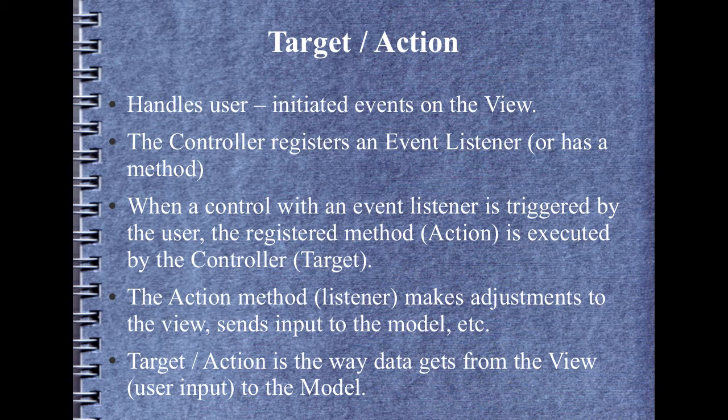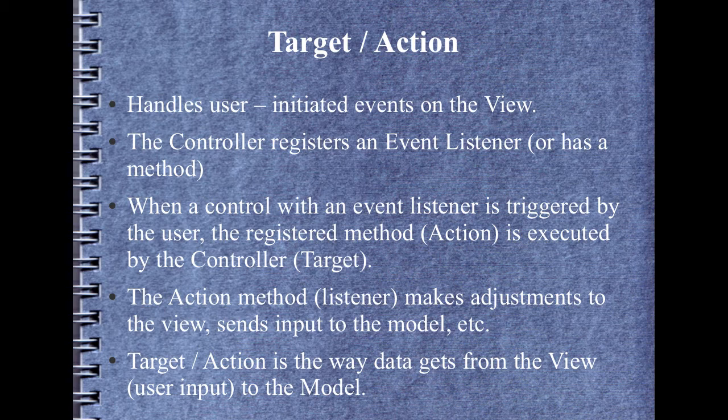The action method, this is really the listener, it will make adjustments to the view. It'll send input to the model, but this is not the view talking. This is the controller talking. So this is what I mean by the view never talking to the model directly.